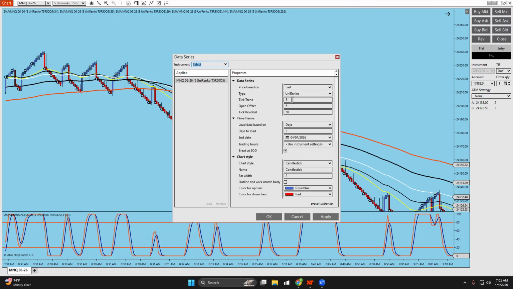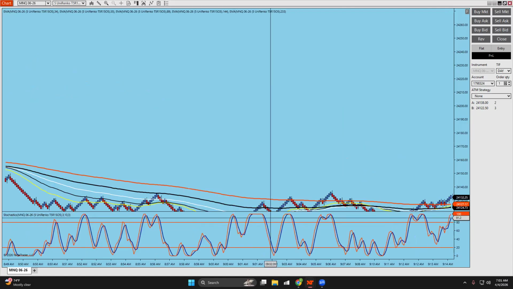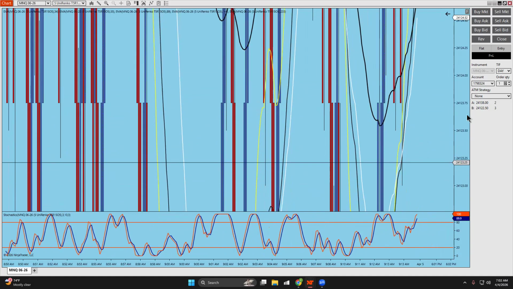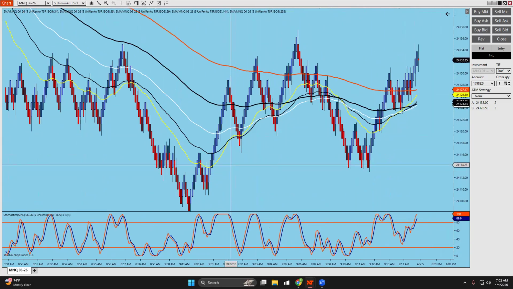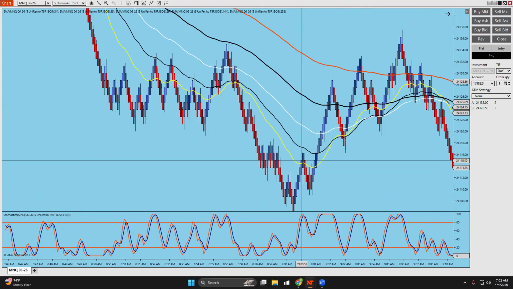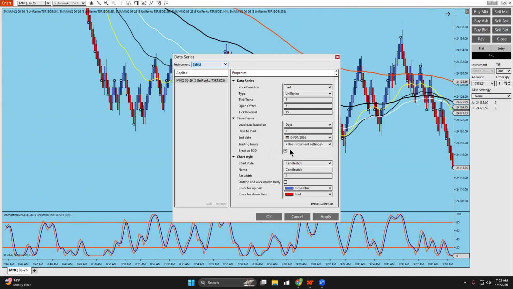But again, for those types of candles, whatever box size you choose, the offset has to be the same as the tick trend, and the reversal has to be 3 times whatever the tick trend is. So in this case it would be 15, since I chose 5. And then boom, these are the Uni Renko, or median Renko candles, or whatever they call it. So that's that.